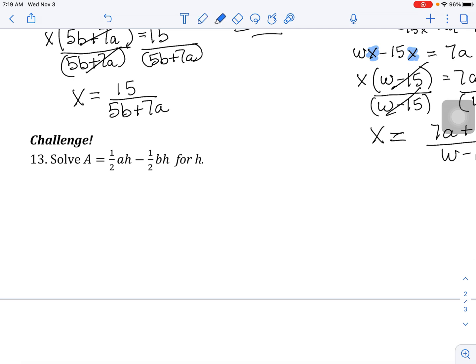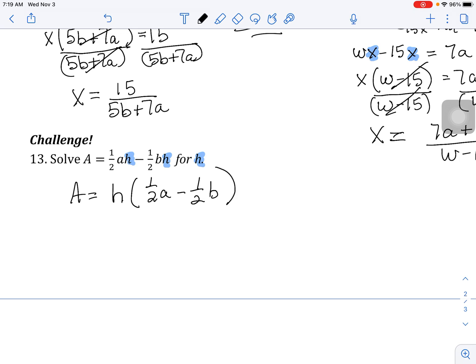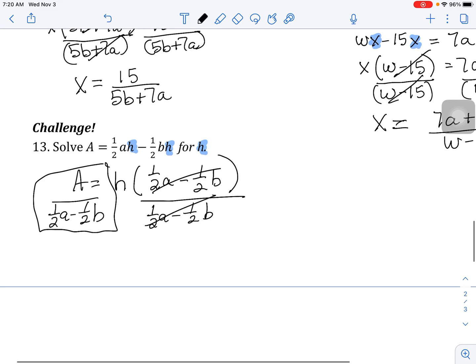Last problem is a challenge, and it says solve for h. So h is right there. Oh, h is also right here, right? But also it has a 1/2 a and a 1/2 b, right? Well, let's just factor it out. So if I pull the h out, I'm going to have 1/2 a minus 1/2 b. Well, if I divide, it's going to look weird. It's going to be 1/2 a minus 1/2 b, and then 1/2 a minus 1/2 b. And even though those will divide away, this looks weird.